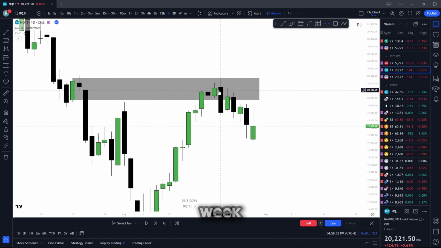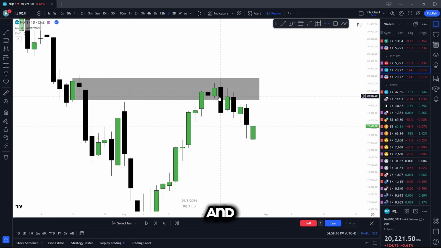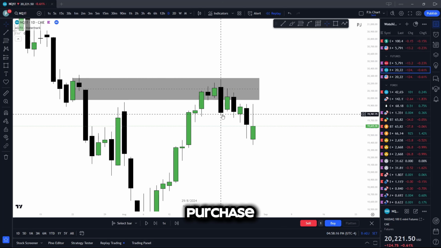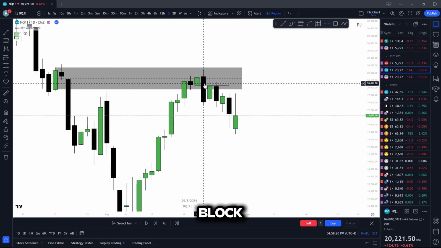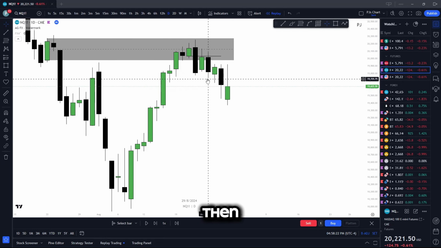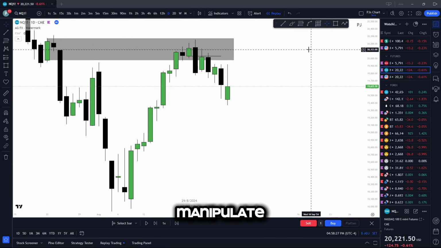We see that Thursday purges Wednesday's high into the PD array, and we can also anticipate the daily closing below. So it purges the high, and then purges the low and closes through. We then create our order block, right, and then run lower into our internal, accumulate, manipulate, and then distribute higher.